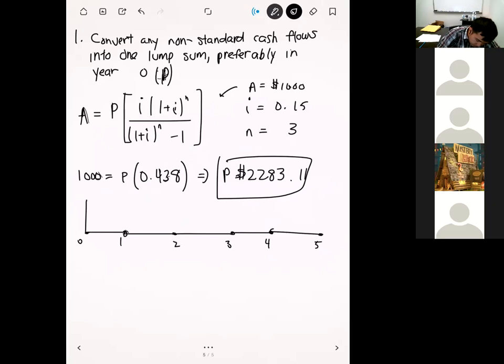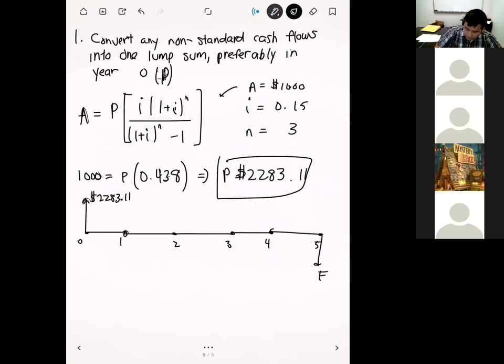Right. And so now we have a single lump sum at year 0. And we know that this lump sum is $2,283.11. And now we can compute F from here.